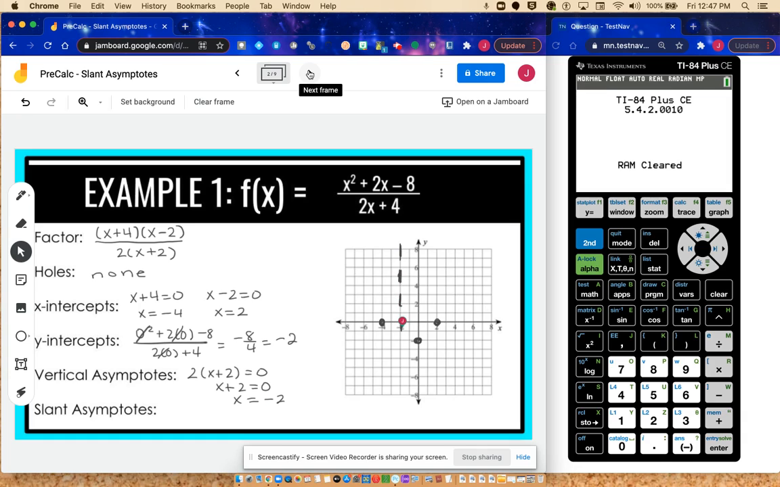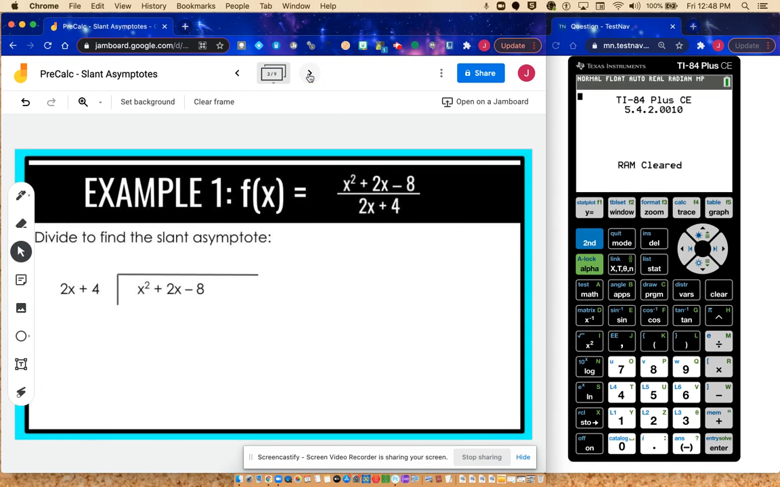All right, so from here, what we're going to need to do is figure out our slant asymptote. We know we have a slant asymptote because our numerator has a degree of 2, and our denominator has a degree of 1, and 2 is exactly 1 more than 1. So what we'll have to do is some long division. We'll divide the numerator by the denominator.